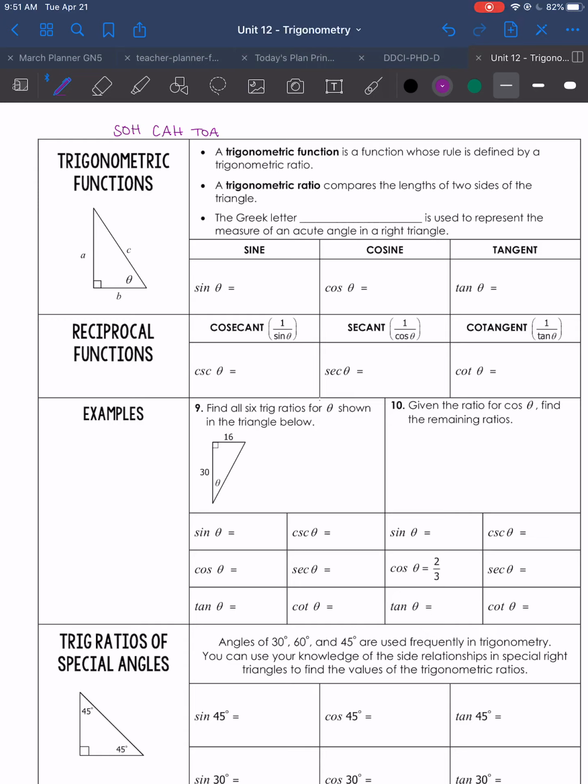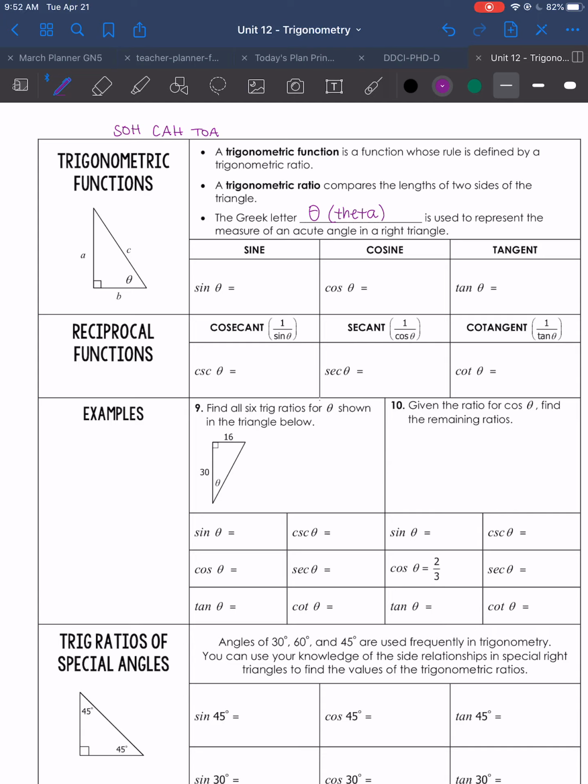So, a trigonometric function is a function whose rule is defined by a trigonometric ratio. And then this ratio compares the length of two sides of the triangle. We use theta, which is this little circle with a line through it. But don't call it a circle with a line through it, call it theta. It is used to represent the measure of an acute angle in a right triangle.